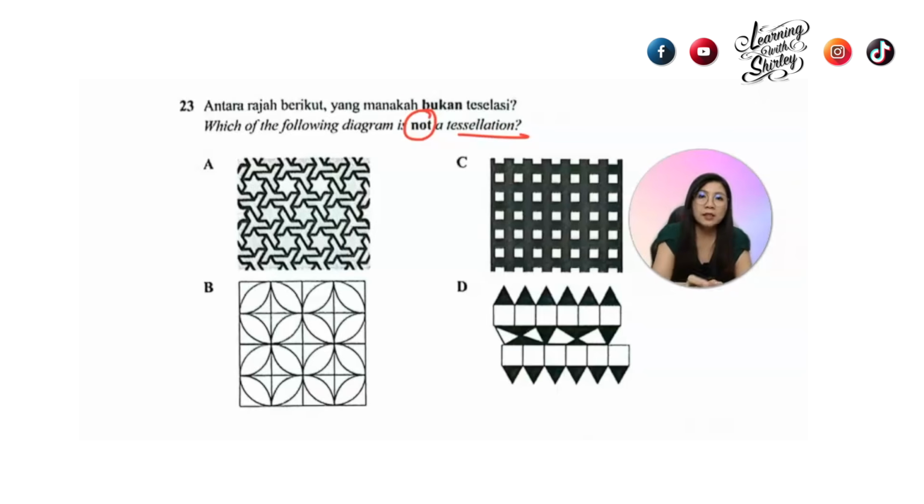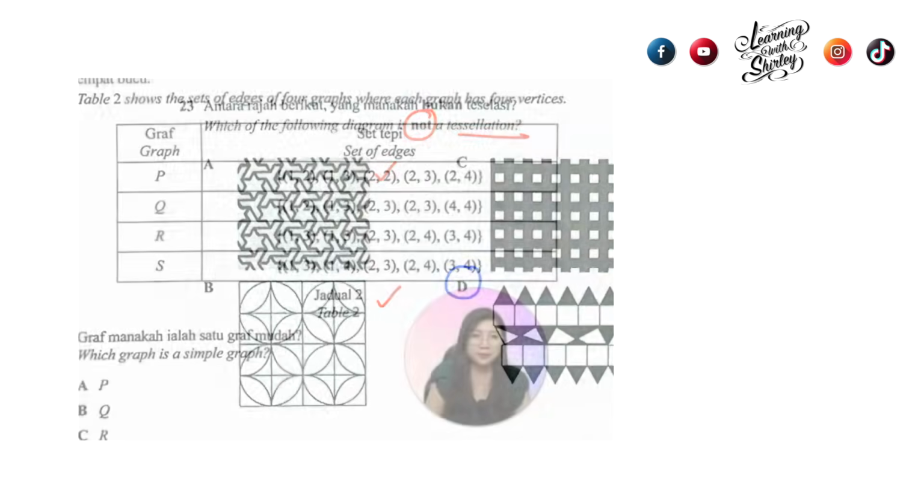Now you look at A, B, C, D. Which one is not a tessellation? It means it won't leave any gaps in between. Which one is a tessellation? This is a tessellation, this is a tessellation, and this is a tessellation. But D is not a tessellation. You can see the gaps in between; they are not consistent. So the answer is D.